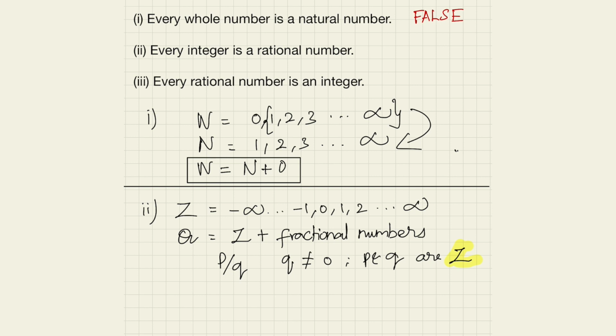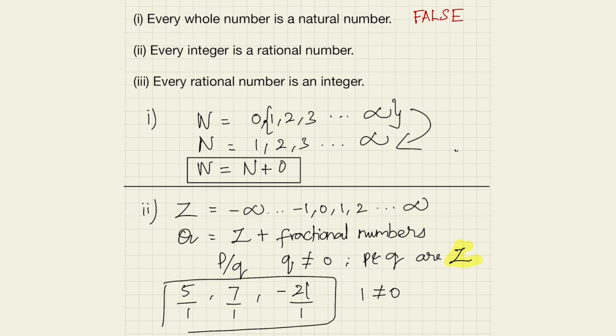Now we know that every integer can be represented in the form of p by q because whatever integer you take, let it be 5, let it be 7, let it be minus 21, all these can be represented in the form of p divided by q just by representing it as divided by 1. Divided by 1 meaning it's the same number, but q also is an integer, so it's in the form of p divided by q, and obviously 1 is not equal to 0 and hence all these are in the form of p divided by q.